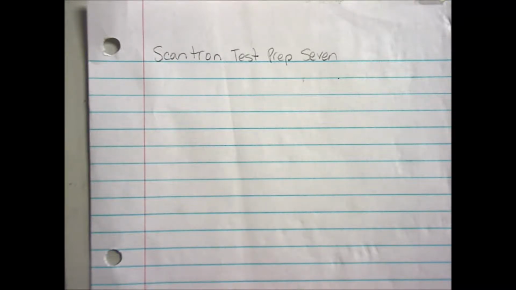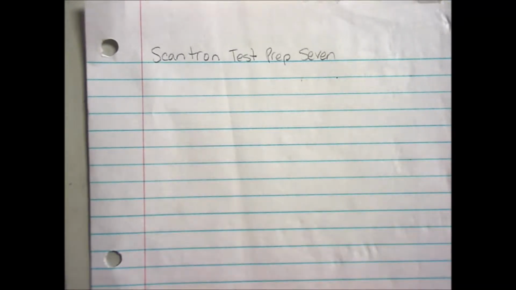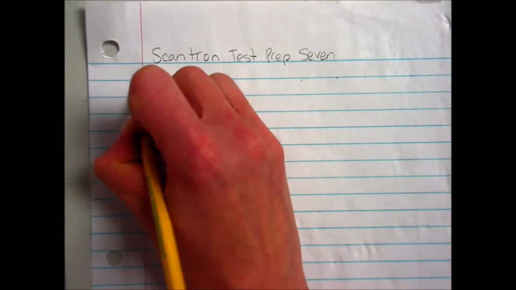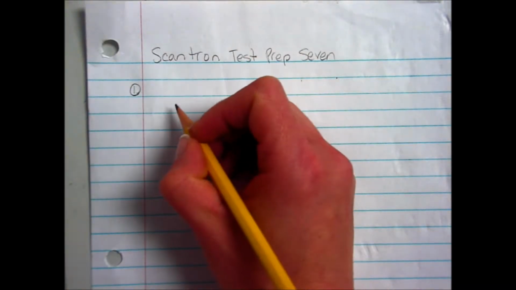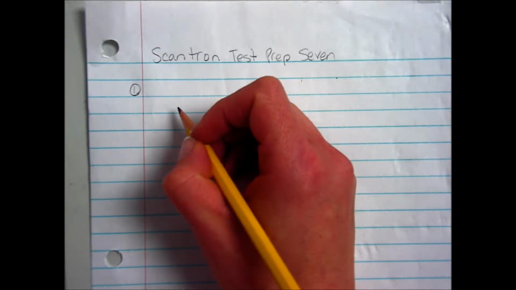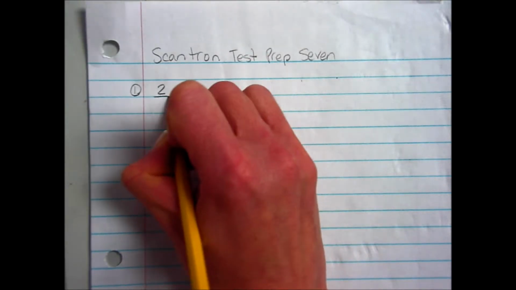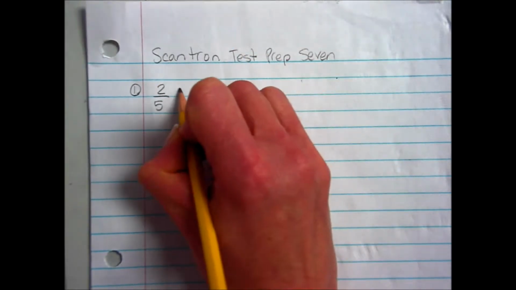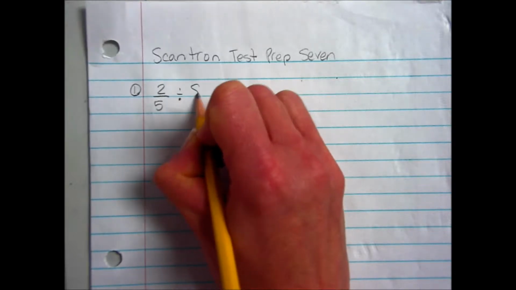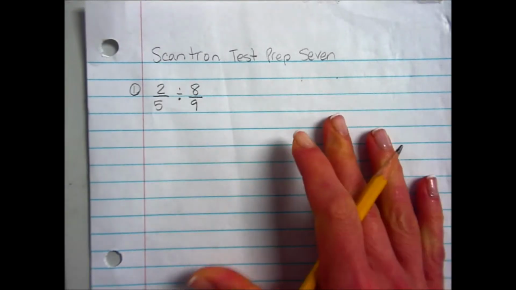Okay, Scantron Test Prep 7 is working with fractions. So we're going to start with dividing fractions. We are not going to cover multiplying fractions because within dividing you actually have to multiply. So that's doing two things at once. Our first problem is 2/5 divided by 8/9.